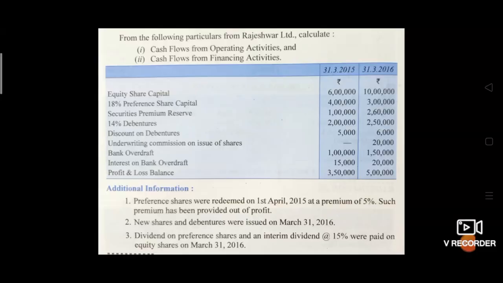Okay, in this problem we will calculate cash flows from operating activities as well as cash flows from financing activities. See the problem. This problem is of Rajeshwar Limited. One table of information is given. Equity share capital is 6 lakhs and 10 lakhs.